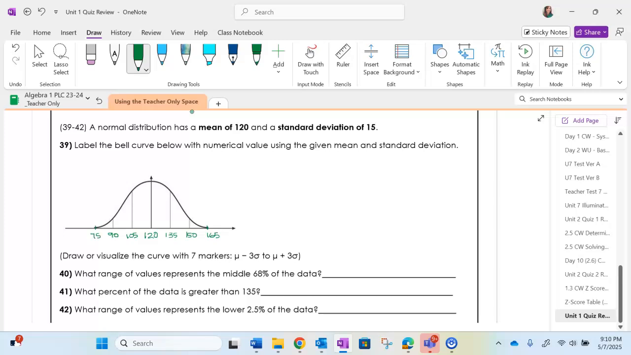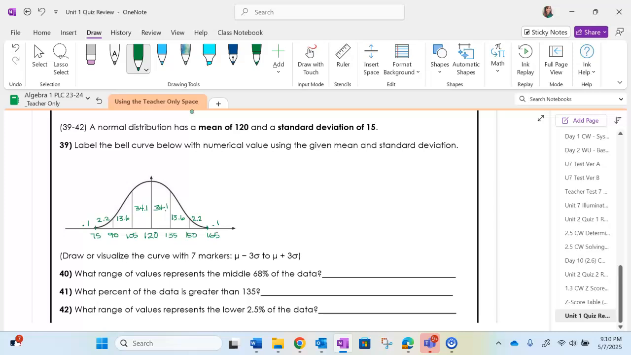Now I'm going to put in 34.1, 13.6, 2.2, and 0.1. And I'm going to do it over here, 13.6, 2.2, and then 0.1. All right, so now I drew it, so now I can answer these 3 questions.